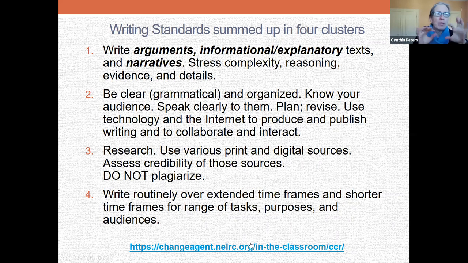So one thing about having the Change Agent be thematically organized is, you have a whole issue on play, you have a whole issue on Indigenous peoples, you have a whole issue on race or on hair or on mental health. And you can send your students to get sources from within that issue.